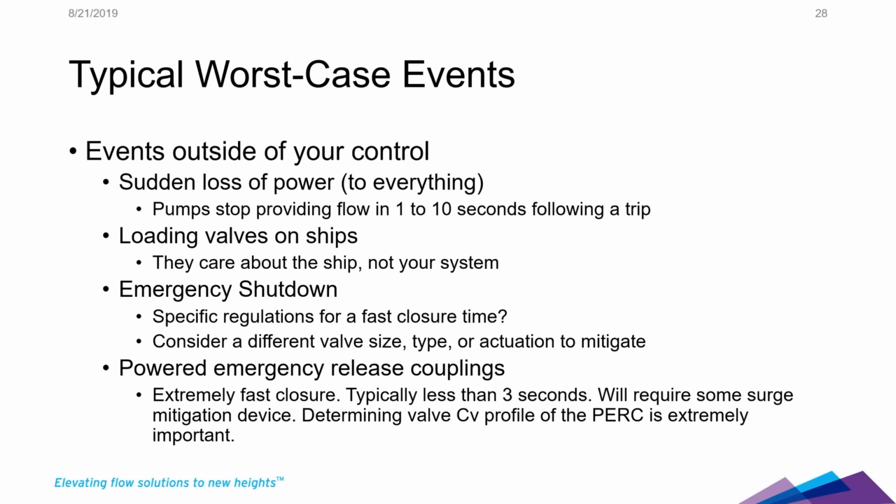Powered emergency release couplings. These are really cool. They are essentially kind of like quick disconnects, especially for loading arms. These things will cause surge. They close typically in less than 3 seconds. They will generally require some surge mitigation device. So determining the valve CV profile of that release coupling is extremely important. Typically, they're 2 ball valves in series with like a flange between them that they close and then break off, and they try to get 0 spillage. Really interesting devices. Check them out.